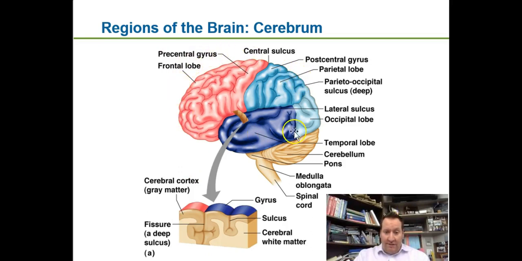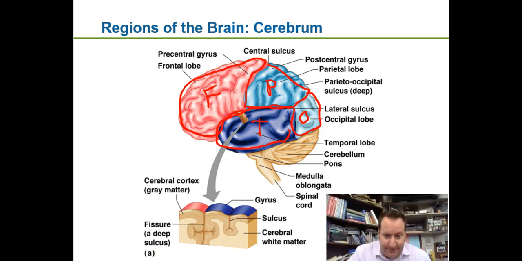This is a picture of your cerebrum up here in color. When we look at the cerebrum, we divide it into different lobes. This lobe right here is called our frontal lobe. Then we have this lobe over here, that is our parietal lobe. Then we have this lobe back here, that is our occipital lobe. Then we have this lobe right here, that is our temporal lobe. So our temporal lobe, occipital lobe, parietal lobe, and frontal lobe are the lobes of the cerebrum that we have.